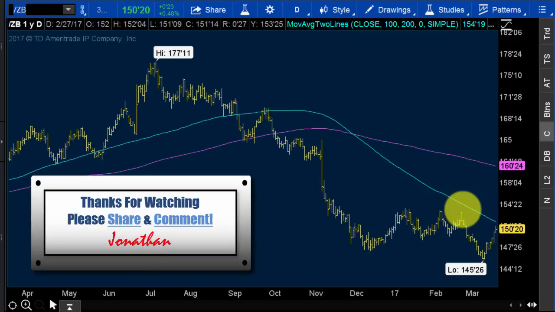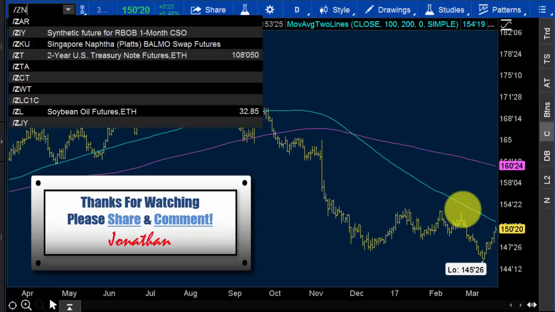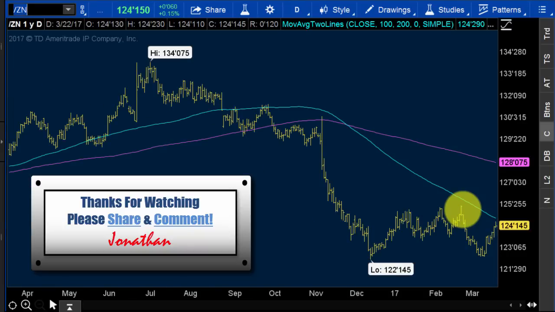This is a really great setup. I personally love getting short ZN right here, managing money, patiently waiting for it to roll over and come back down. Okay? Thanks, guys. Jonathan Rose, active day trader.